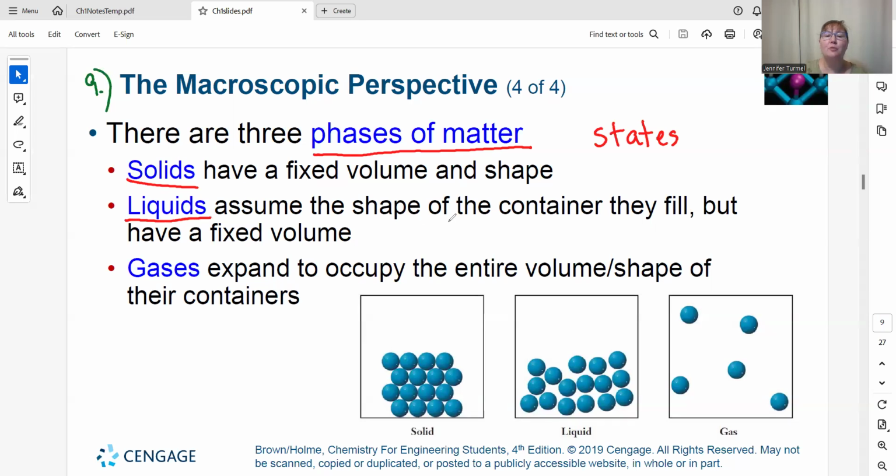Liquids assume the shape of the container, they have a fixed volume. So the volume is fixed. That means it doesn't change, okay? And the shape is variable. Okay. In gases, they occupy the entire volume or shape of the containers. So in a gas, the volume and the shape are variable.